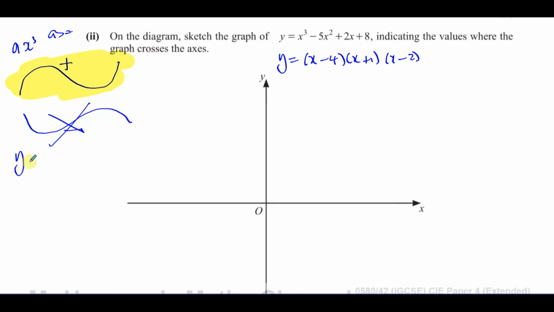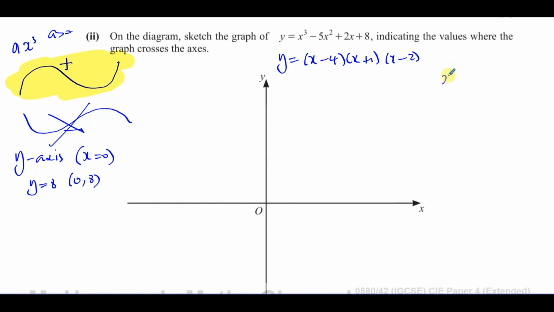The second thing we need to know is where it crosses the axes. So where does a graph cross the y-axis? Any type of graph, the same principle applies. It crosses the y-axis when x is equal to 0. So when we put x equals 0 in here, all these terms become 0. You're left with y equals 8. So it crosses the y-axis at the point 0, 8, somewhere up here. I'm not going to mark it right now, and I'll explain why.